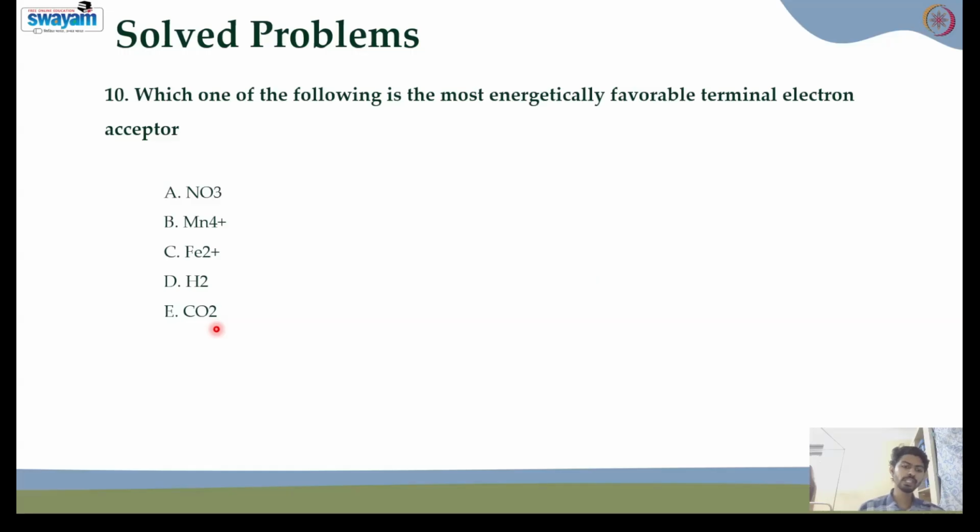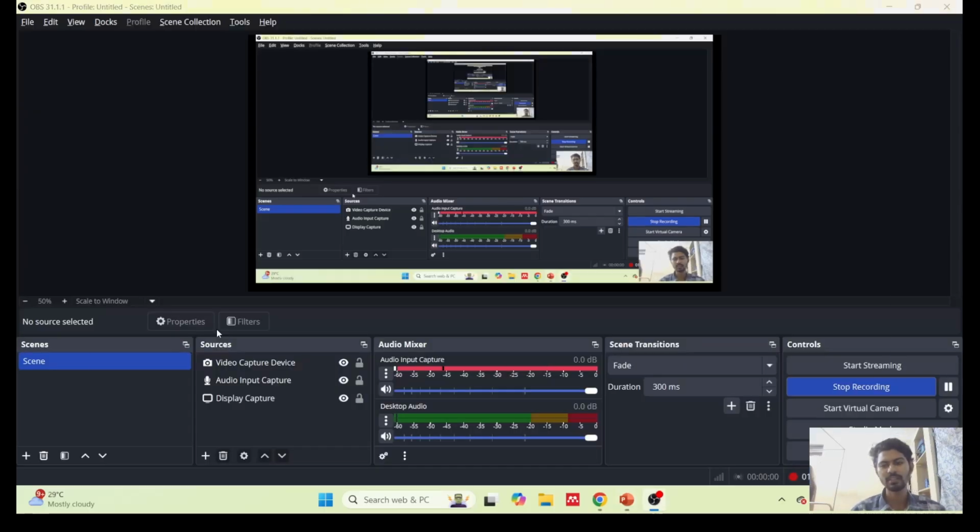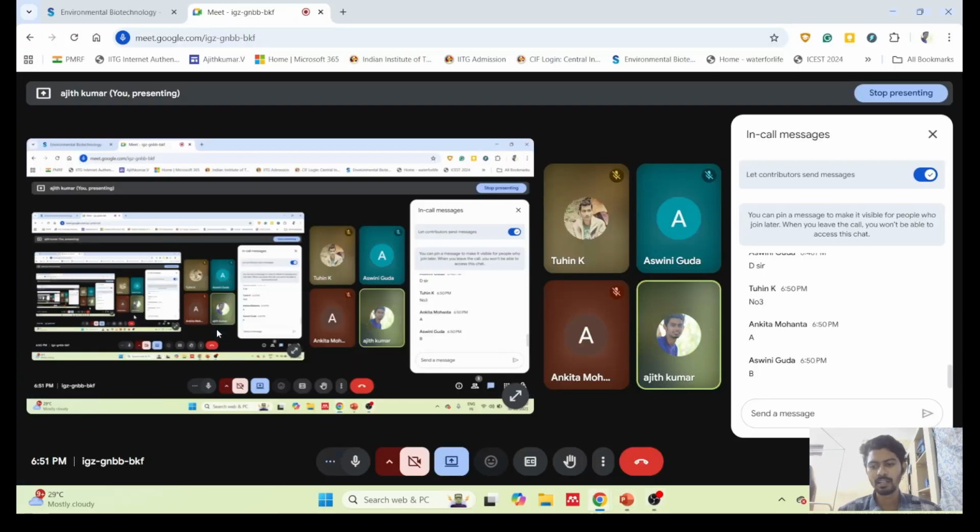So before moving on to the answer, we have seen the del G, right? Del G stands for free energy. And what happens if the del G is negative and what happens if del G is positive?